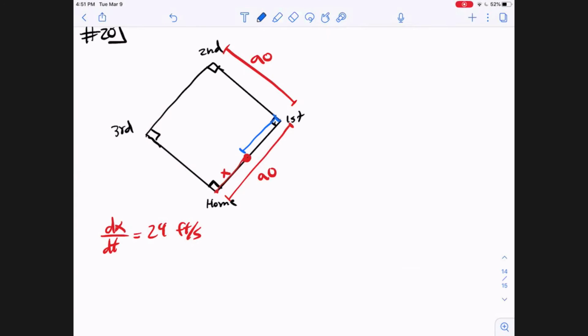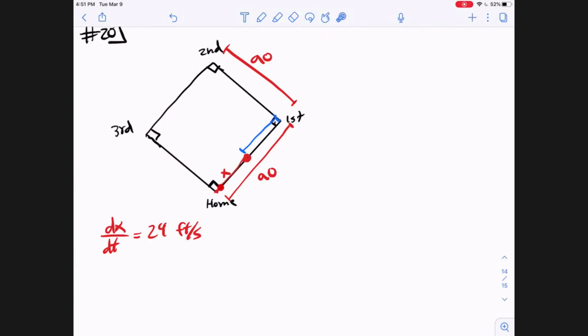So I have to read the question. Part A, we're only going to do part A here. At what rate is this distance from second base increasing when he's halfway to first base? So again, you're watching a several second video here. The guy hits the ball, he's running from home plate to first base. That's the video that you're watching.